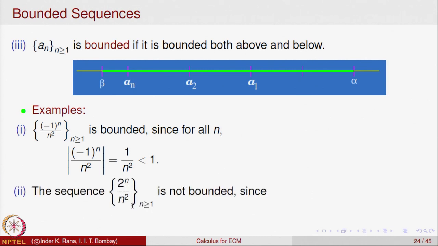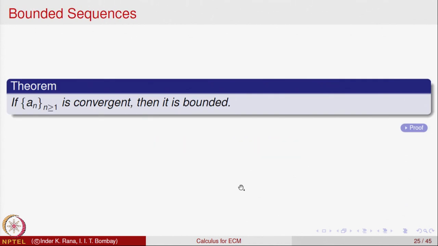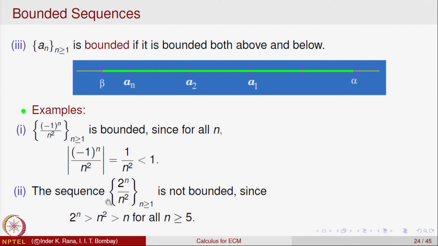So, this sequence 2 to the power n divided by n square is not bounded, that one can show with a slight amount of work, namely 2 to the power n grows much faster than n square. So, one has to do some more work. Those of you who are more enthusiastic should try to prove 2 to the power n is bigger than n square is bigger than n for all n bigger than or equal to 5. That means 2 to the power n will take over n square and even n for n bigger than or equal to 5. So, it will keep on growing, it will never converge.